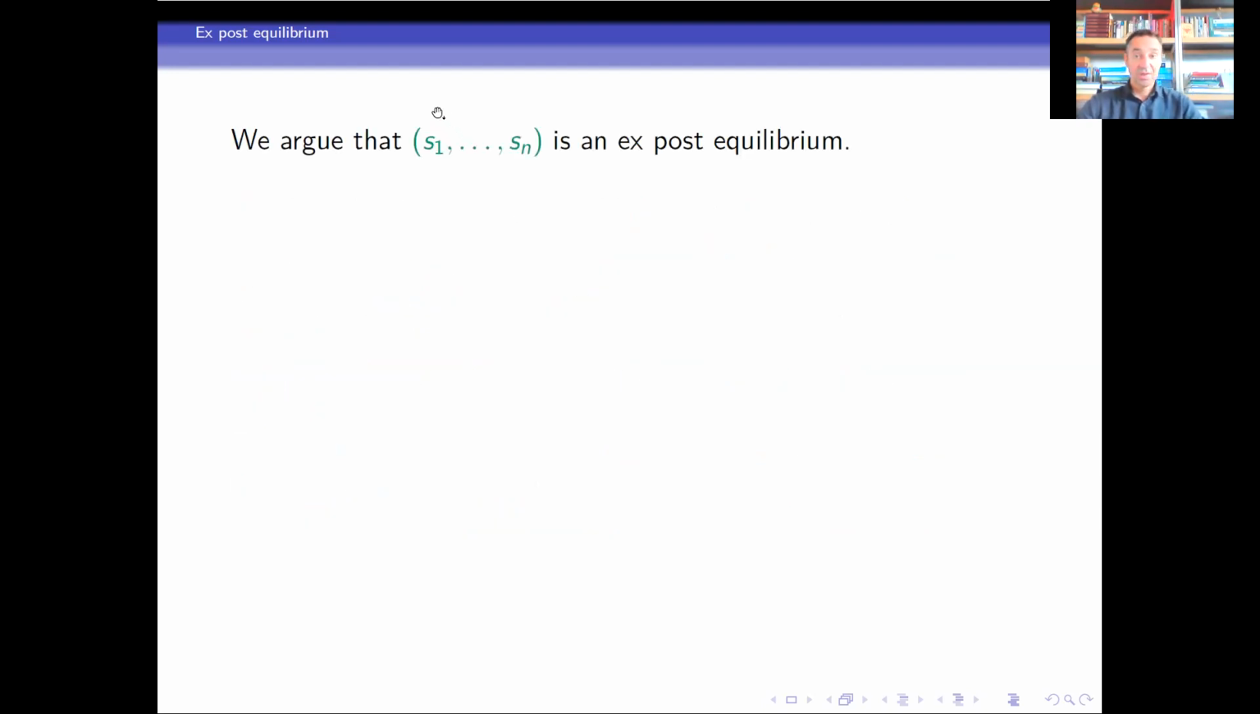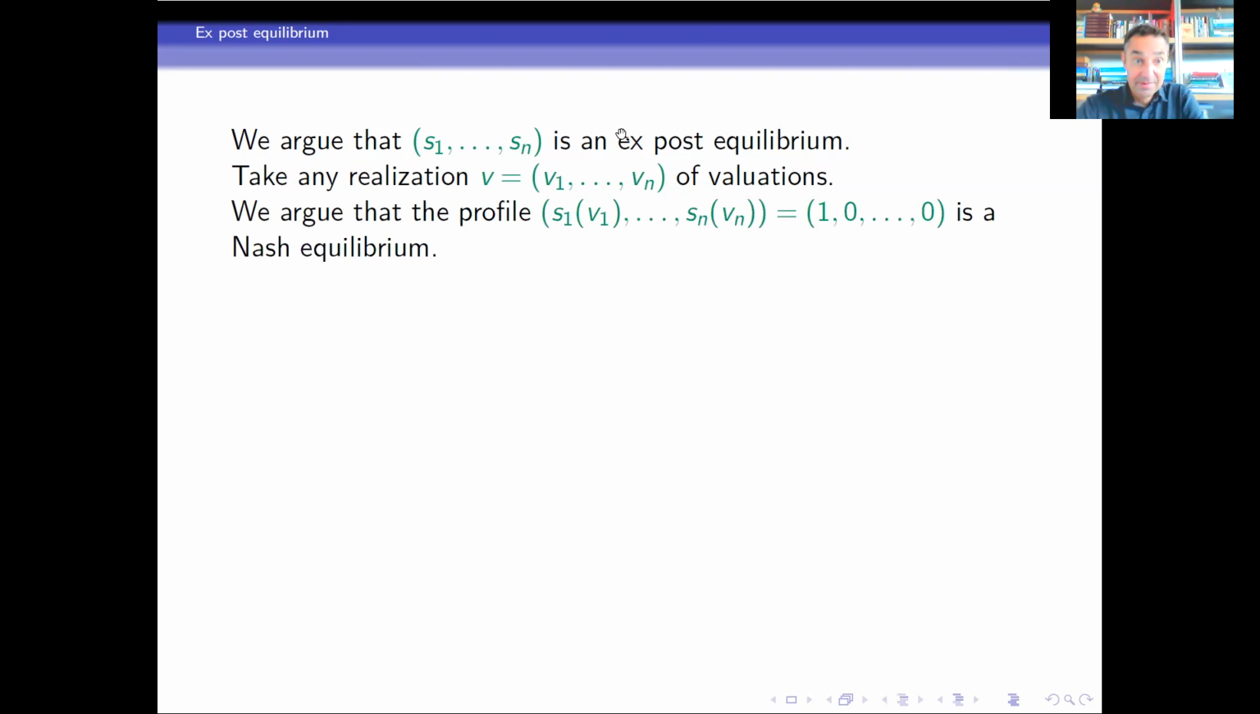And what we're going to argue is that the combination of these bid functions, so the constant bid function 1 for the wolf and the constant bid function 0 for all the other ones, constitutes an equilibrium. Why is that? Well, take any realization of valuations, then the resulting bid profile is this one over here. It's 1 and then a lot of zeros, for the obvious reason that S1(V1) is always 1, regardless of V1, and that Si(Vi) is always 0, regardless of Vi, if i is not 1. So you get this.